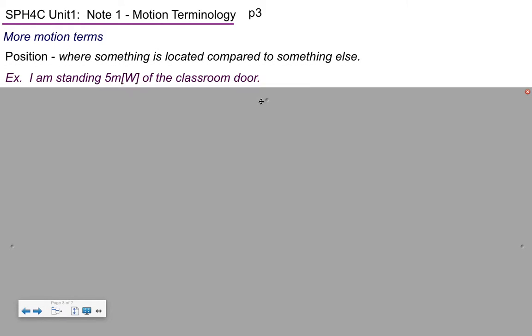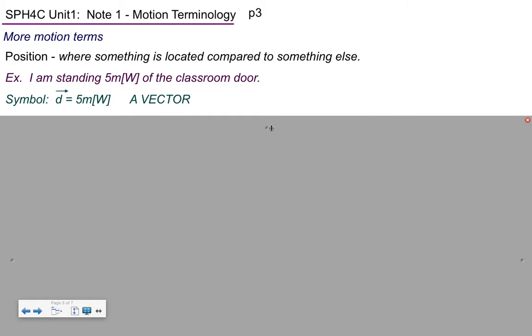Okay, some other terms that we're going to talk about today. Position is where something is located compared to something else. The example I gave on the last slide was 10 meters north of the car. That's the object's position. In this one, I'm standing 5 meters west of the classroom door. Because position includes the west, it's more specific than 5 meters away from the door. Because I'm being specific by including west, it's a vector. So position is a vector, and it has a symbol d, which you might say doesn't make any sense. It makes no more sense than calling speed v. And it has the arrow over top.